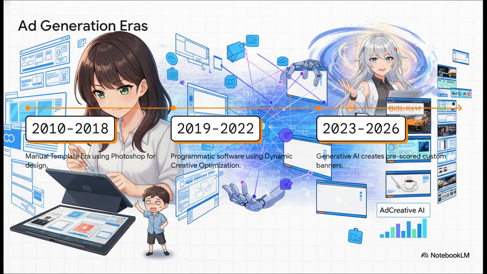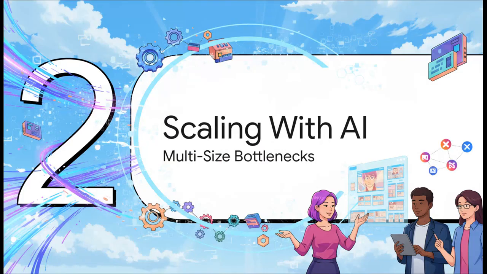Then, from 2019 to 2022, we entered the programmatic era with dynamic creative optimization, which essentially mixed predefined assets on the fly. But now, sitting in the 2023 to 2026 generative AI era, platforms like AdCreative AI don't just mix assets. They actually analyze deep historical performance data to construct custom, pre-scored banners and even video adaptations, completely bypassing all that manual design effort.